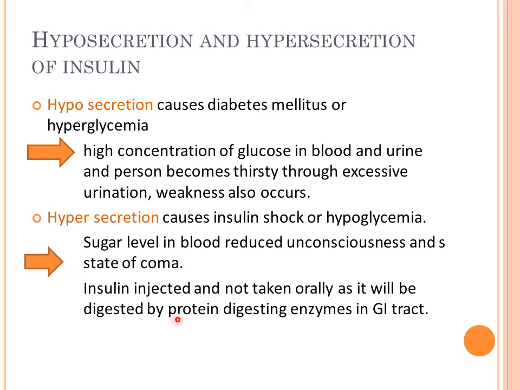Hyposecretion causes diabetes, whereas hypersecretion causes insulin shock or hypoglycemia. So these are all opposite conditions. Once the person is diabetic, he or she should monitor the glucose level in the blood very frequently, so that he should be under neither hypersecretion nor hyposecretion. So there should be a constant level of insulin injected in the body to maintain the correct level of glucose in blood. Now let us see what is there in the next slide.